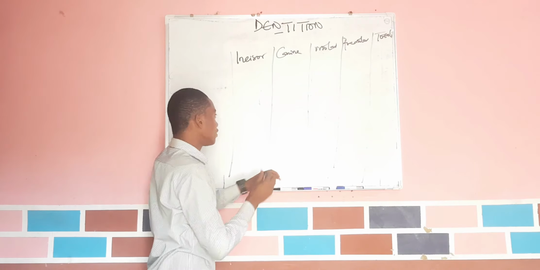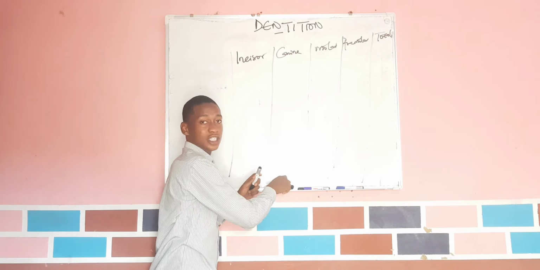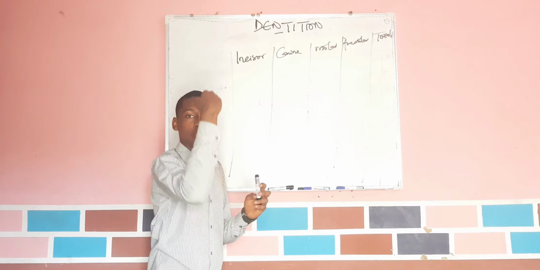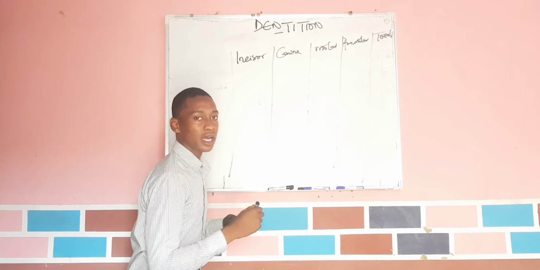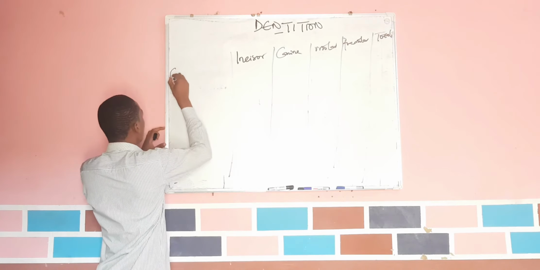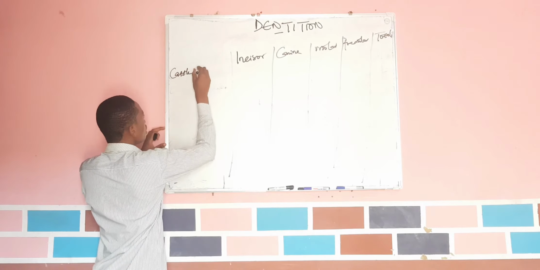In each of these, I'll be talking about the number of teeth present in each animal, in the upper jaw and the lower jaw. Now, let's go for cattle. The cattle upper jaw.